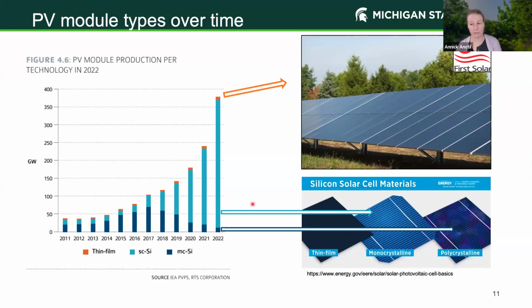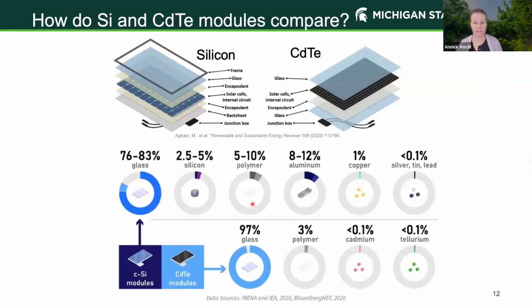What is the difference between these two types of modules? They are pretty different in what they contain, but in both cases, the main material for a solar panel is actually glass. And for silicon modules there's a range here, because a module can have a front glass and the back sheet used to be mostly plastic, but the industry has been moving more and more towards glass-on-glass modules. So the amount of glass in solar modules is increasing.